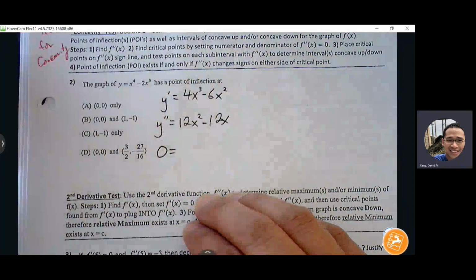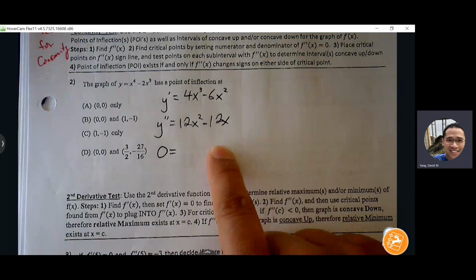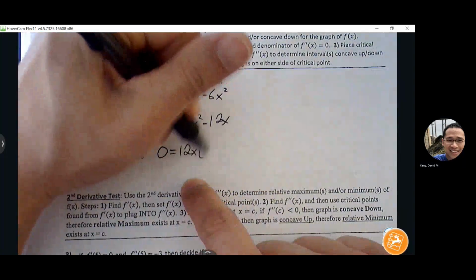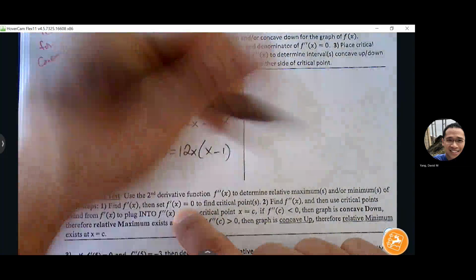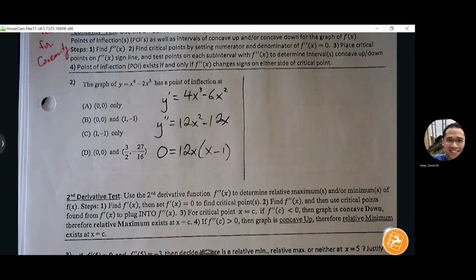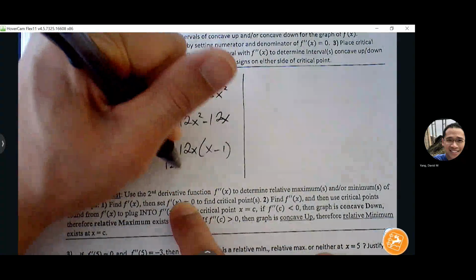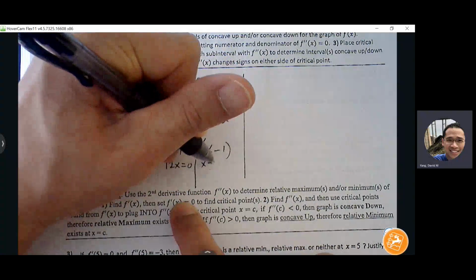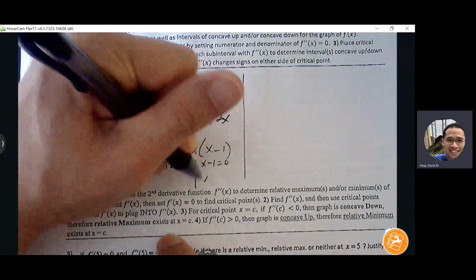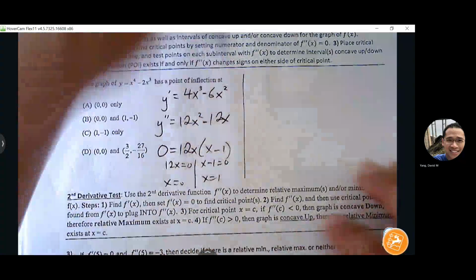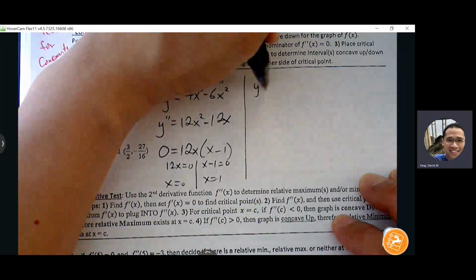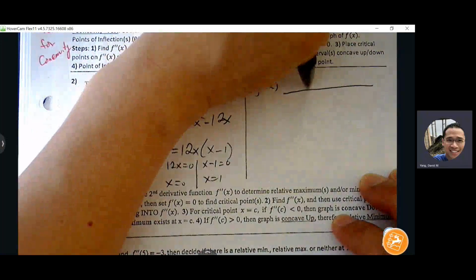Okay, set equal to 0. GCF, what's our GCF? 12x. Right, critical points. And 0. So y double prime, sign line.